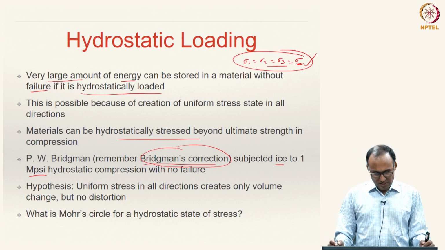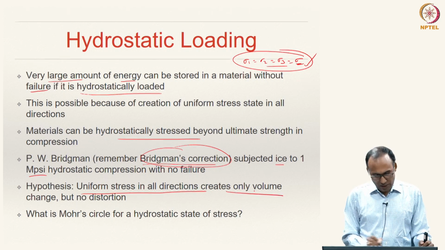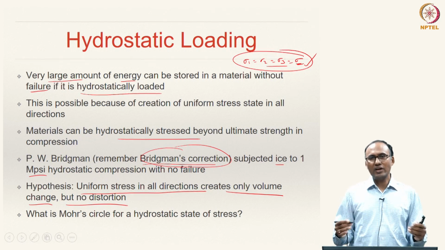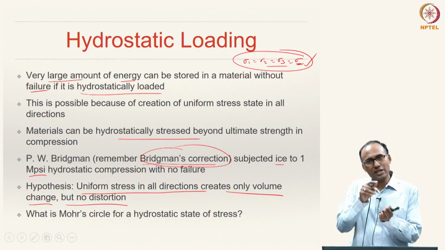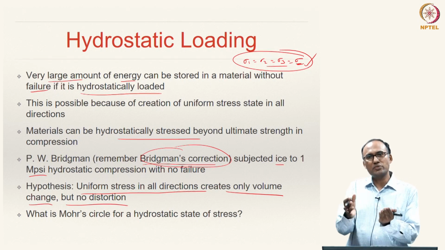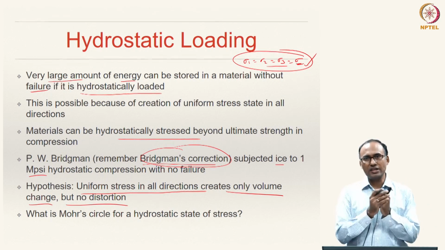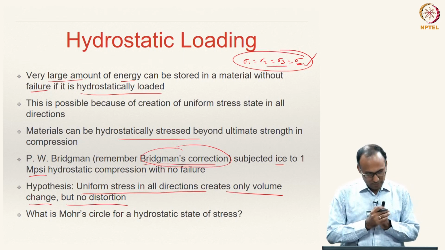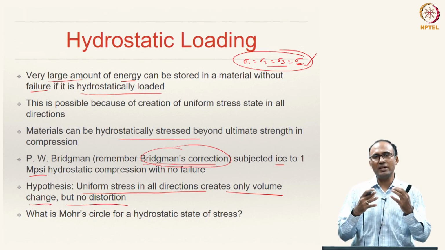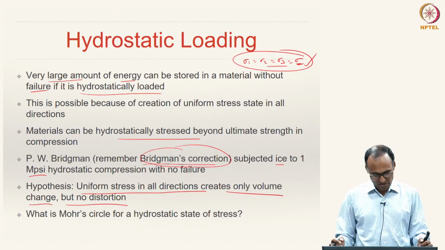So, the hypothesis is that the uniform stress in all directions creates only volume change, but no distortion. Distortion means shape change. Why are we talking about shape change? Because plastic deformation is nothing but relative shearing of atom planes, which is nothing but shape change. So, if you are applying uniform stress in all the 3 directions, you cannot impart this shape change, but you can only impart volume change. That means size may reduce, but the shape remains the same.